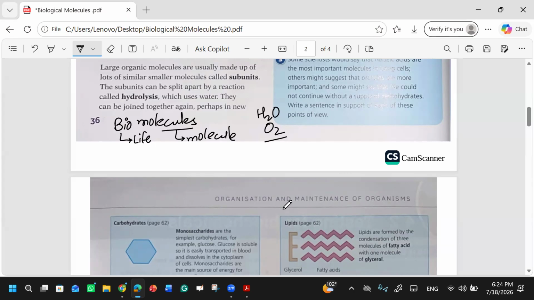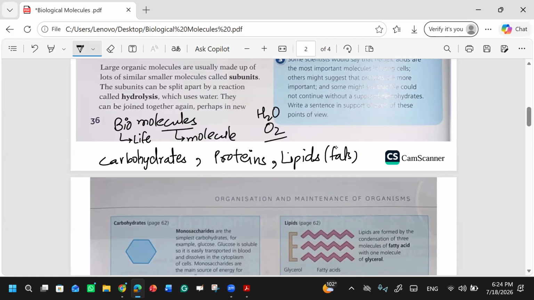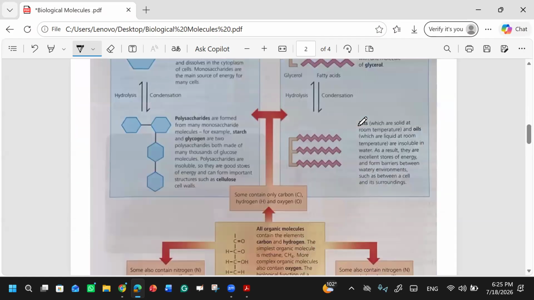The main things which we will discuss in this chapter are carbohydrates. We will discuss proteins because they make up the major part of our body. Proteins, lipids. Lipids are also known as fats. There are different types of fats in our body. Also, there is water. Water is very important. There are other molecules as well. There is DNA, RNA.